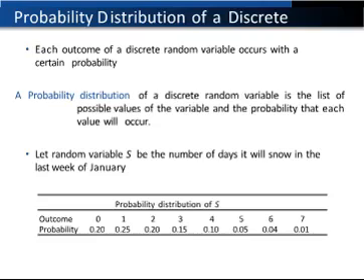Let random variable S be the number of days it will snow in the last week of January. Outcomes in the example are from 0 to 7, while the probabilities are 0.20 to 0.01, respectively.